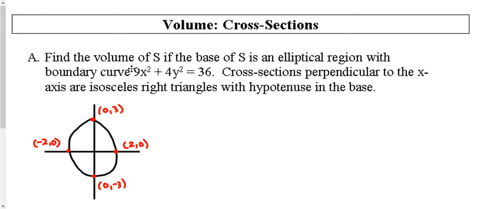All right, now they're telling me cross sections are perpendicular to the x-axis. As soon as I see that, I know I want to do everything in terms of x, because my triangles are going to look like this. My hypotenuse is going to be here, and then they're going to be right triangles. I should draw, well, we want that to be a right angle. Something about like that, maybe. Right, and that's a right angle, because the hypotenuse is on the base.